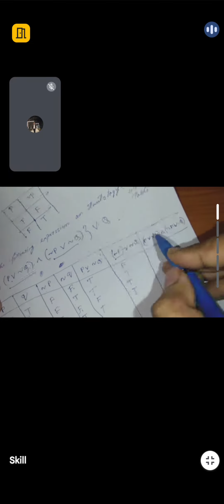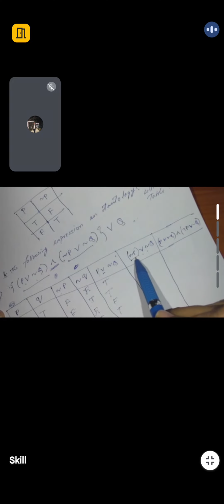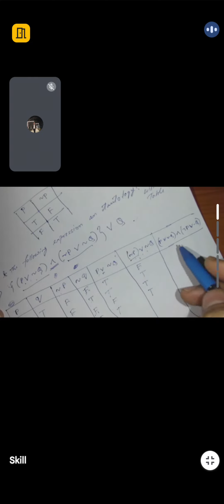Okay, this is the expression. Now we have to compare, and this is the AND symbol, and these are the two expressions. This expression is this one, and this expression is this one. So we have to use AND between them. AND means multiplication.